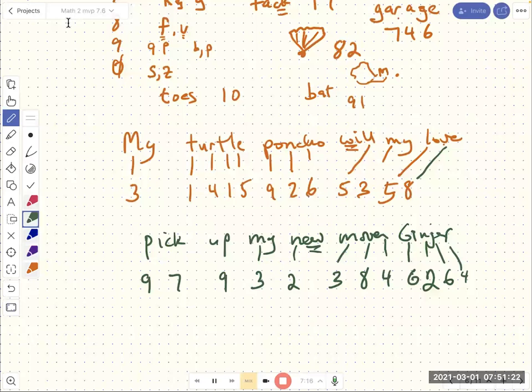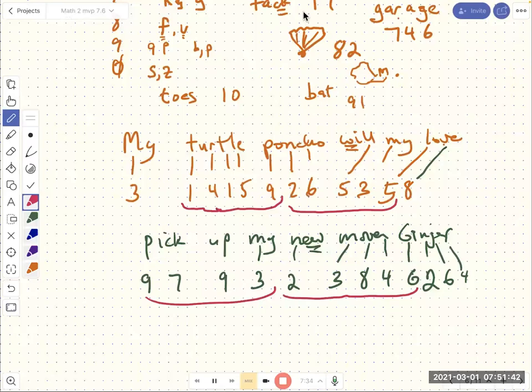So how many digits do you get out of this? Well, let's just count them up. So after the whole number component, 1, 2, 3, 4, 5, 1, 2, 3, 4, 5, 1, 2, 3, 4, 5, 1, 2, 3, 4, 5. So you see 5, 10, 15, 20. So you get quite a bit way just with one sentence. So my turtle poncho will, my love, pick up my new mover, Ginger.